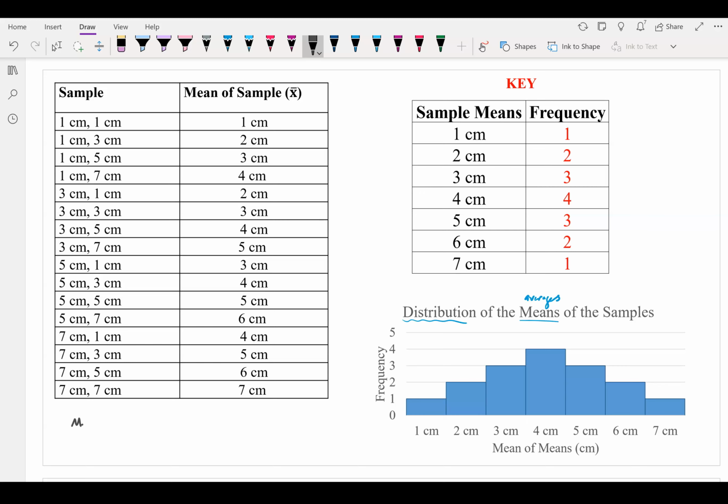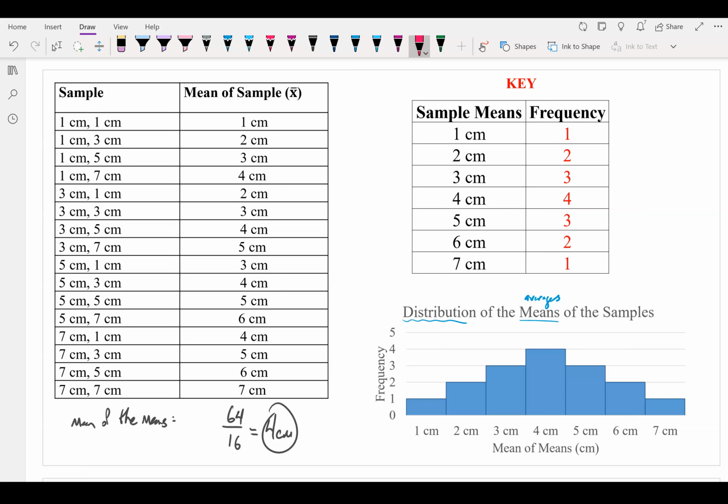First of all, you can get the mean of the means by using this table. If you add all of those numbers up, you get 64, divided by how many numbers there are. There's 16. So the mean of the means is 4 centimeters.